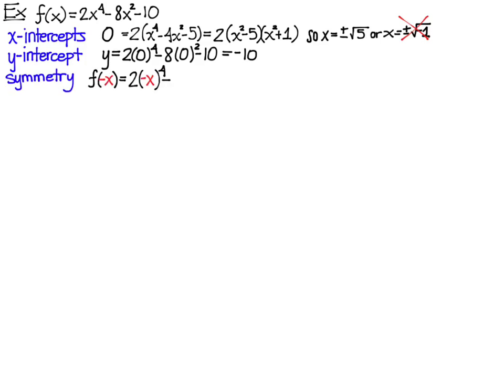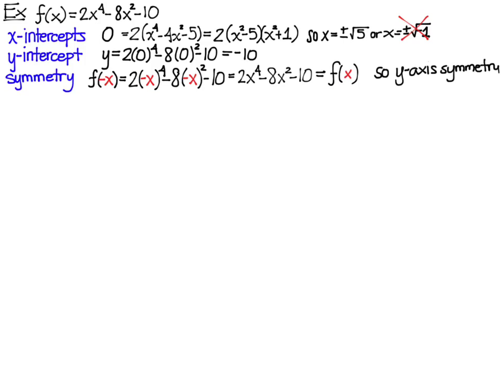For the symmetry of the graph, if I plug negative x in for x in the function, I see that I end up with the exact same thing as my original function. So if you remember from the previous slide, that means we have y-axis symmetry. This function is not a trig function, so we don't have to worry about periodicity. Furthermore, because it's a polynomial, we have no discontinuities.